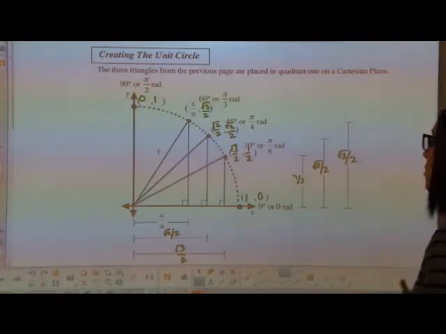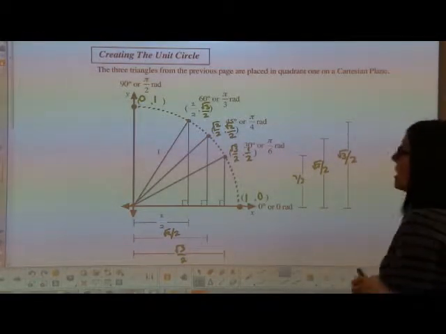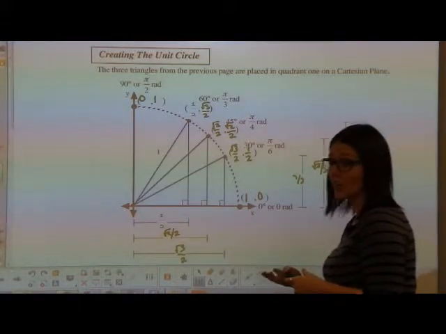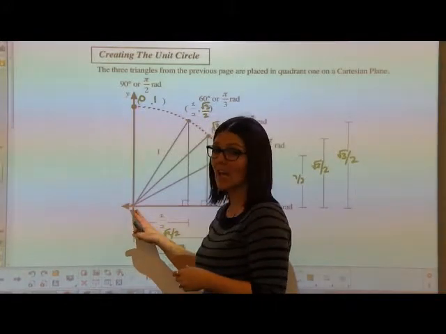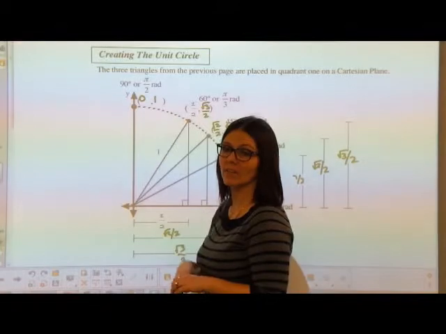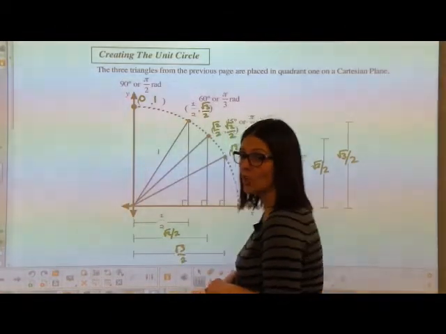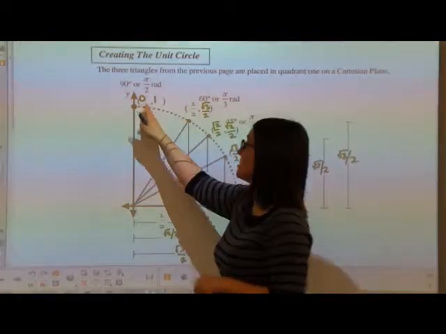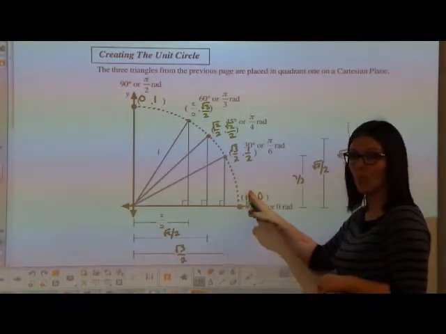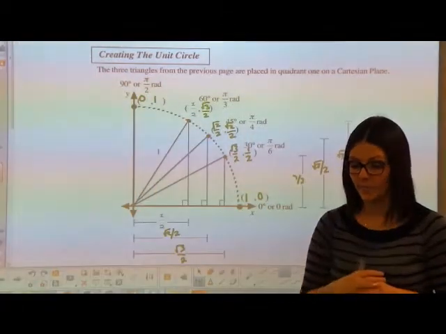Now, if you remember what we said on the previous page, sine is equal to the y value. So if you took your calculator right now and typed in sine 90, you would get a value of 1. It's equal to the y value. If I typed in cos 90, I would get 0. But if I typed in cos 0, I would end up getting 1 because that's my x value.